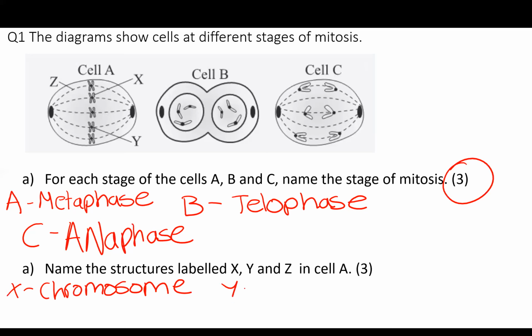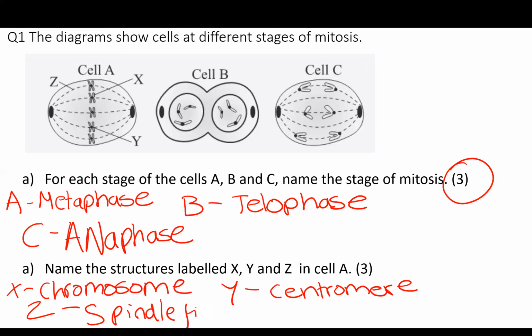Y is pointing at the middle of that chromosome, which remember is a centromere. And then Z is at the fibers, and remember they're spindle fibers. So that would get you 3 marks as well. So that's a nice 6 marks.